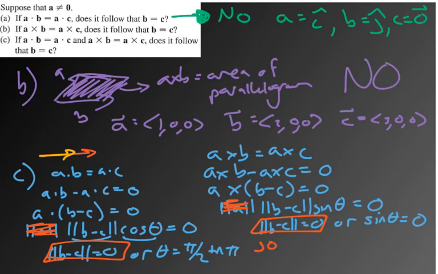So if the magnitude of B minus C equals 0, then it's not hard to see that B has to equal C. So the answer to this one is yes, B equals C.